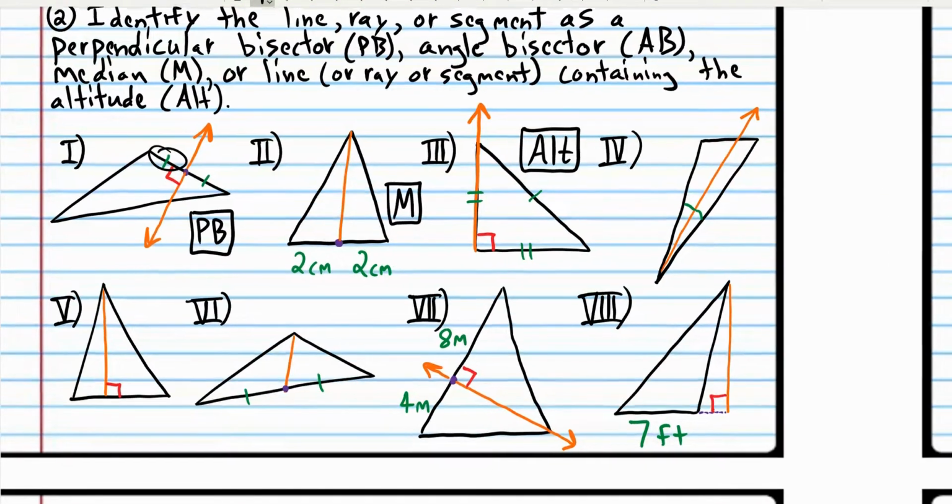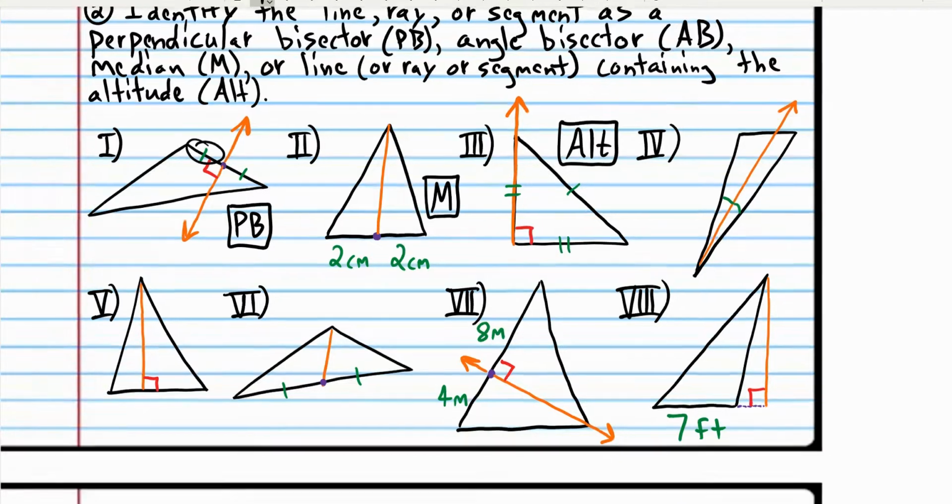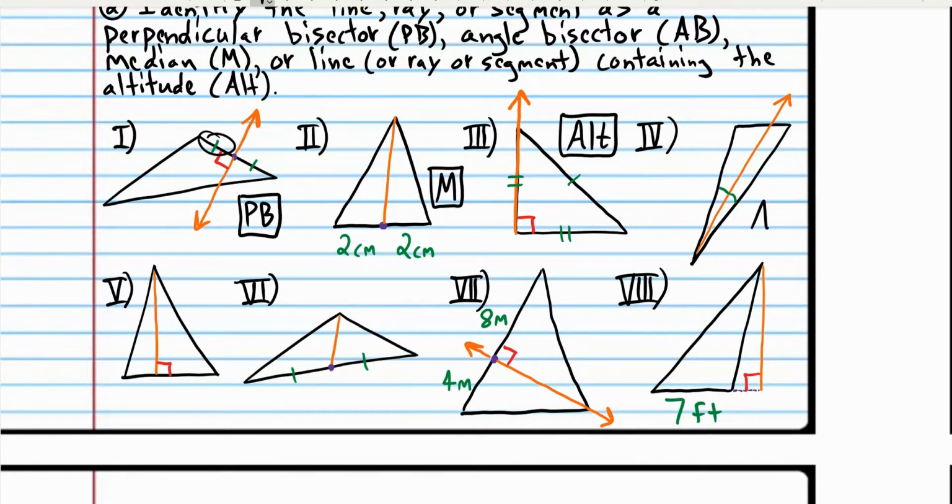Number 4, and by the way, it's an altitude because if you go from the top all the way to the base and it's perpendicular to the base, meaning we have a red box there, then we know it's an altitude. So that was kind of a tricky one. This is an angle bisector.